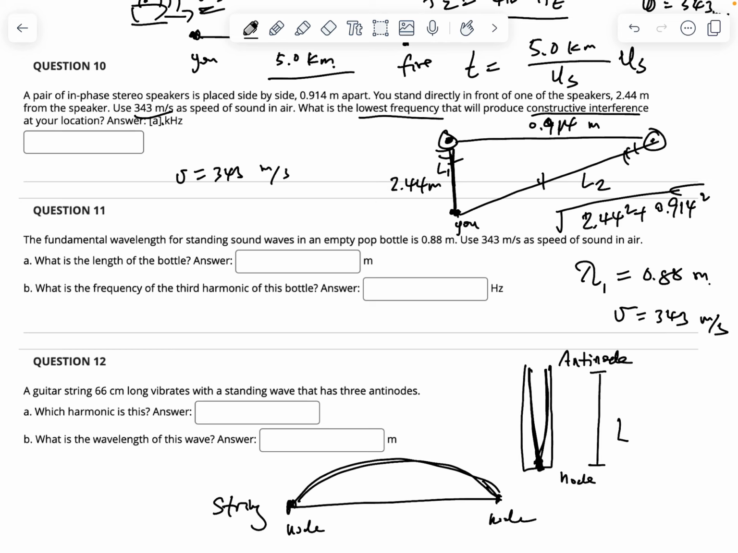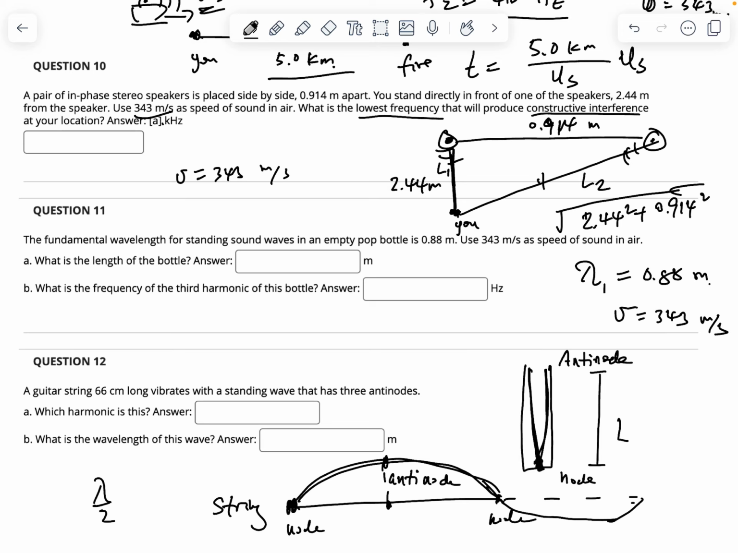Okay, so the minimum distance between two nodes is, you see, this is one wave, right? That's one wavelength. The minimum distance between node and node is half a wavelength. Okay, so this is an antinode. The maximum distance between a node and an antinode, right?